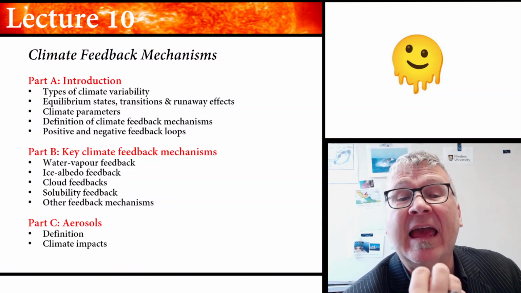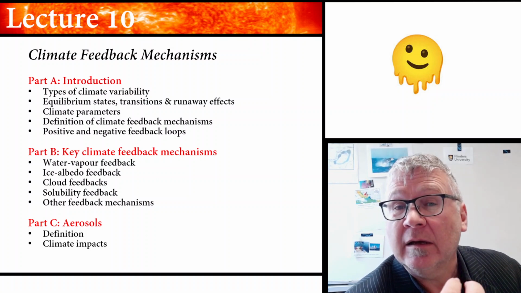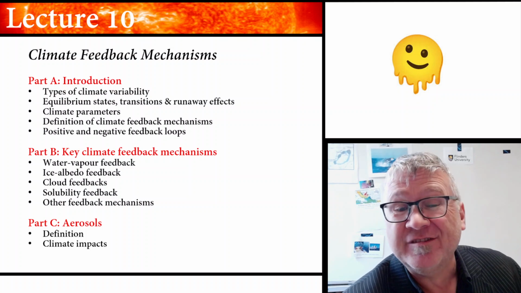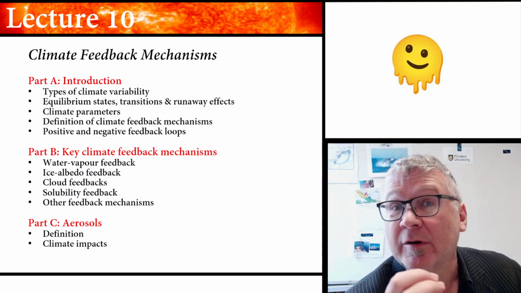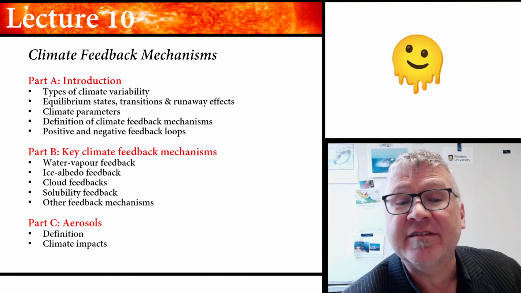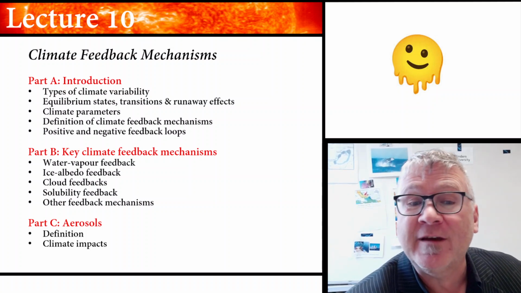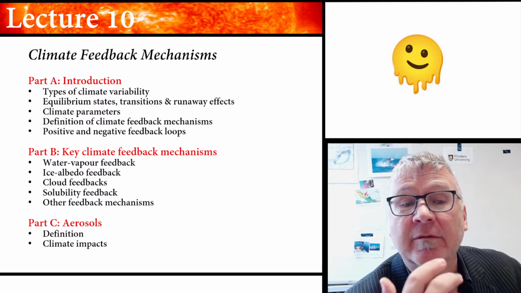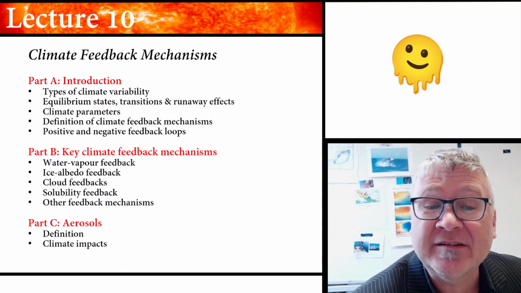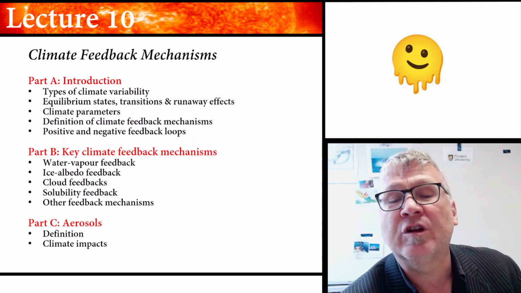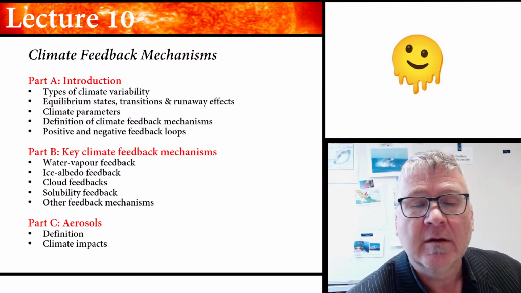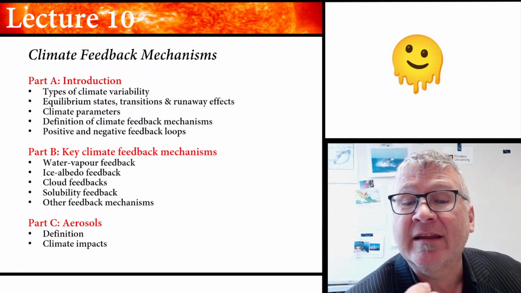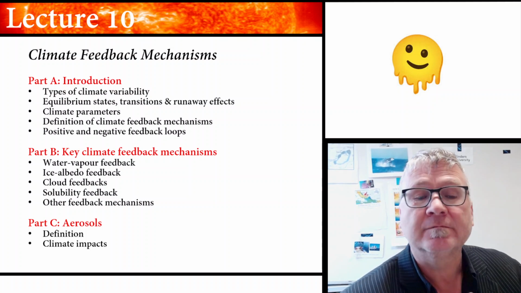So in part A, I introduce you to different types of climate variability. We talk about equilibrium states and transitions and runaway effects, talk about climate parameters, and the definition of what is a climate feedback mechanism. What are positive and what are negative feedback loops?